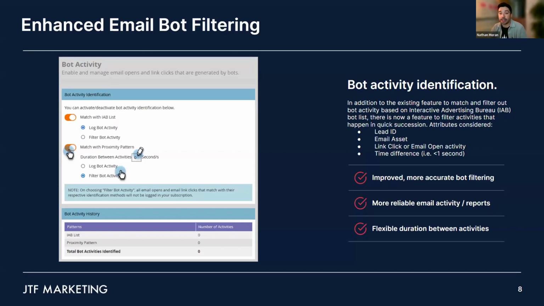And then you can actually define that time difference as well, because if you see a lot of activities within 2 seconds in your instance, then you can set that filter for 2 seconds. I would always recommend to start small and then work your way up once you have a better idea of how bot activity looks in your instance. But there is that flexibility to change the duration for the filter.